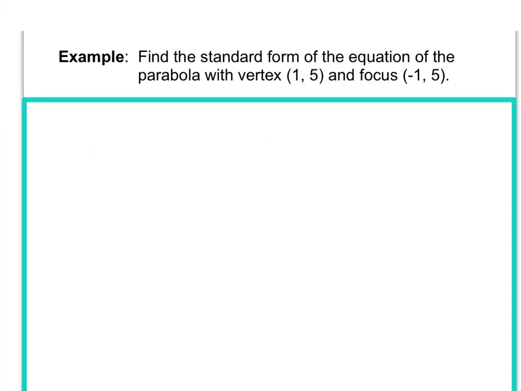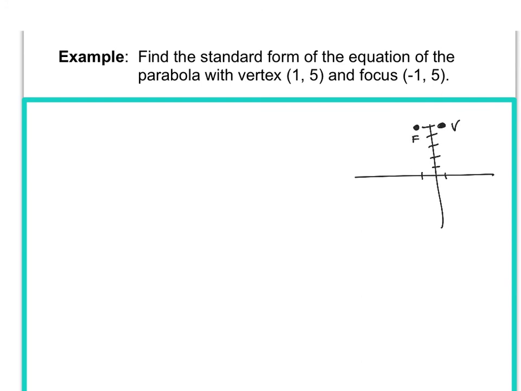All right, for this problem we're going to find the standard form of the equation again, but this time we're given the vertex and a focus. Well, we still need to figure out what our basic equation is going to look like, so let's sketch what those points are going to look like. I've got the point 1, 5, and that would be right about here, and that is the vertex. The point negative 1, 5, right here, is my focus.